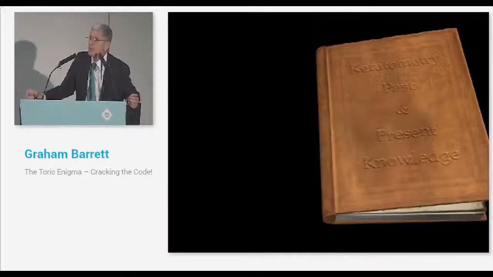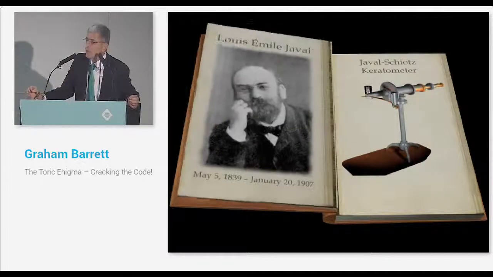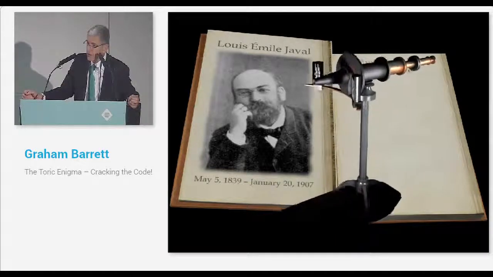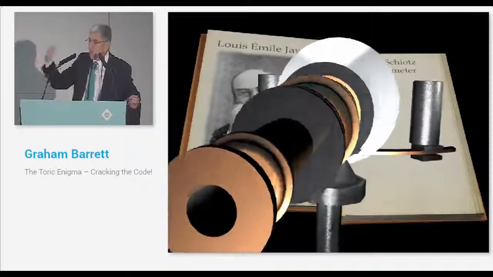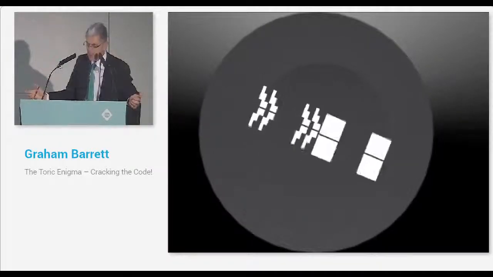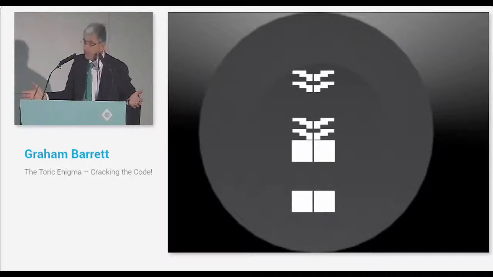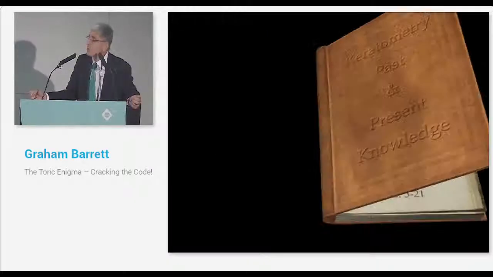We really only began to understand keratometry with the introduction of the Javal-Schiotz keratometer by Louis-Émile Javal in the 19th century. And when he began to use this instrument that he developed, he noted that when he measured the anterior radius, he couldn't completely explain the total ocular astigmatism. Something was missing. And back in the 19th century, he decided that this was actually due to the posterior cornea. And Javal's rule, over 100 years old, is that the posterior cornea contributes approximately a half diopter of against the rule astigmatism. We kind of forgot that.